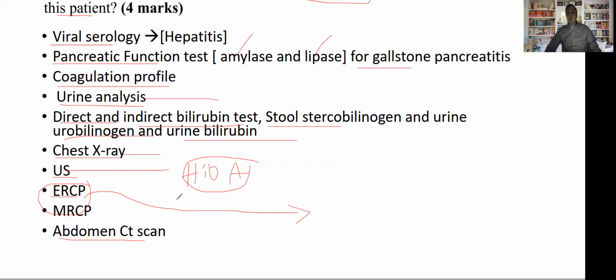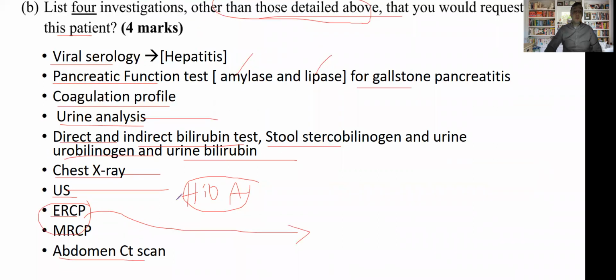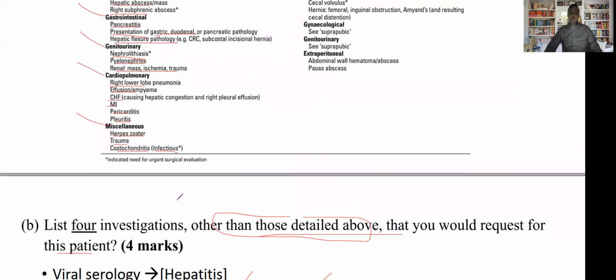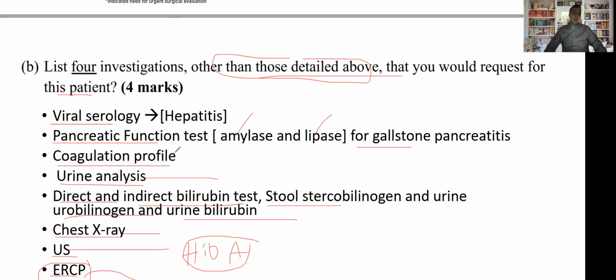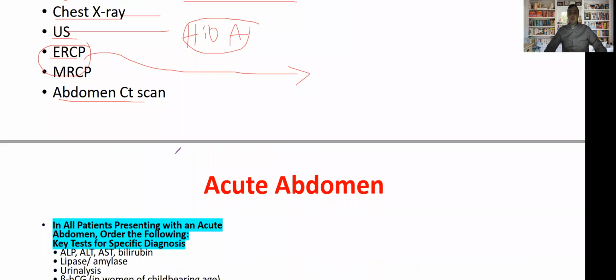Abdominal CT scan is also helpful here, I think, to think about intra-abdominal pathology like liver abscess or thrombosis, for example Budd-Chiari syndrome, or hepatic abscess or hepatic mass. It can be the abdominal CT scan. I think it will be useful.